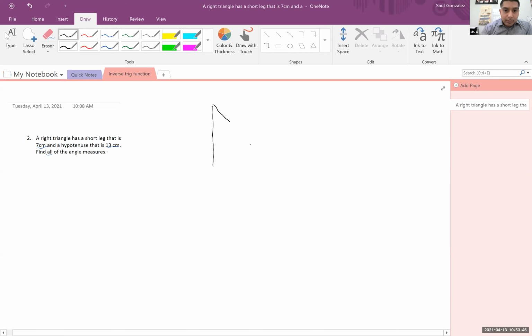So here is my right triangle. And my right angle is going to be right here. Now, it gives us two sides. It gives us the short leg and the hypotenuse. Well, we know that the largest angle in a right triangle is this 90-degree angle. So that means that right across from it is going to be the longest side. And the longest side is also known as a hypotenuse. So we know that this side here is 13 centimeters.